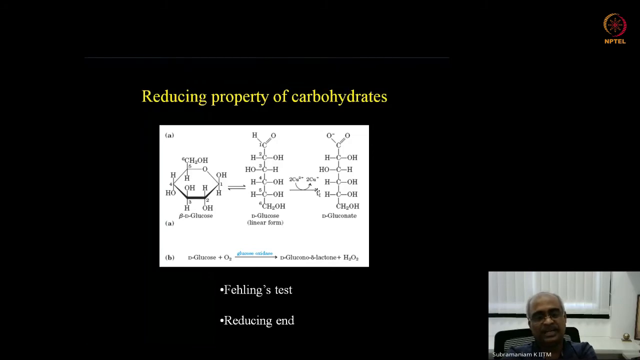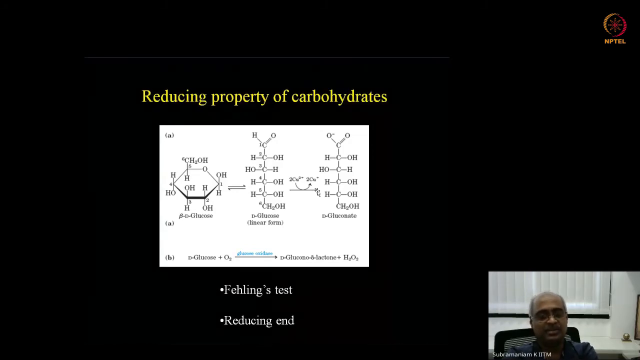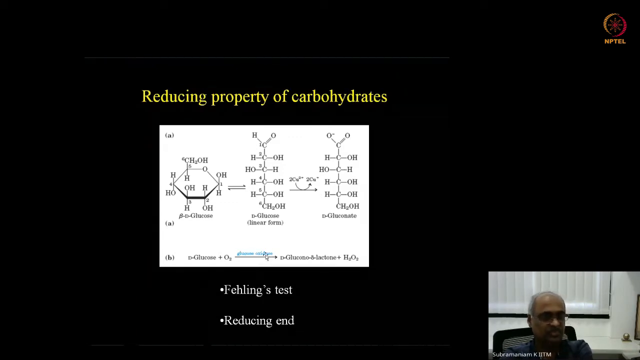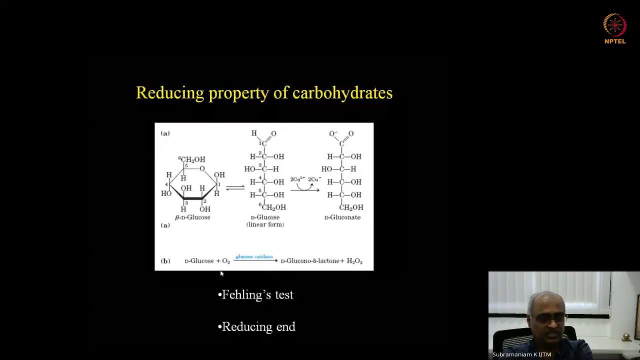So it's a standardized, ready-made thing available, and they will do it, and they'll find the solution itself will be blue. If it is greenish, means they are okay, but if it is reddish brown, then the sugar level is high. But nowadays we don't do that. We do a lot simpler and more accurate one, which is based on this enzyme called glucose oxidase, which forms this gluconolactone.